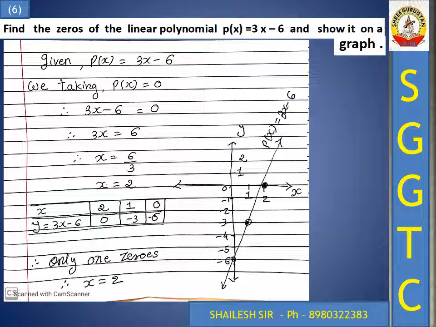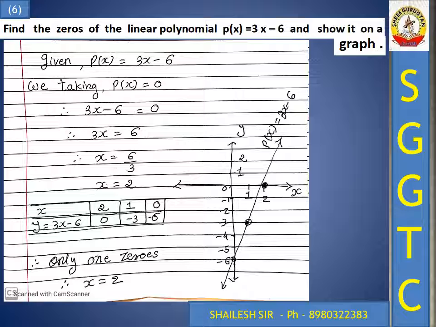So for the graphical solution, x and y, y is nothing but your 3x minus 6, and we put some extra values of x. I take x equal to 2, 1 and 0 and put them in the given y equals 3x minus 6. You get 0 when putting 2, minus 3 when putting 1, and minus 6 when putting 0. Now students, given the table values, I plot them on the graph. The x-axis points are 2, 1, 0 and the corresponding y-axis values are 0, minus 3, minus 6.